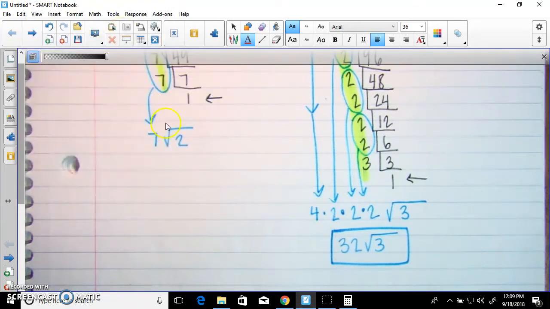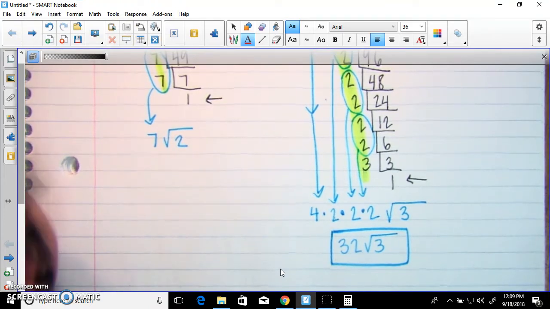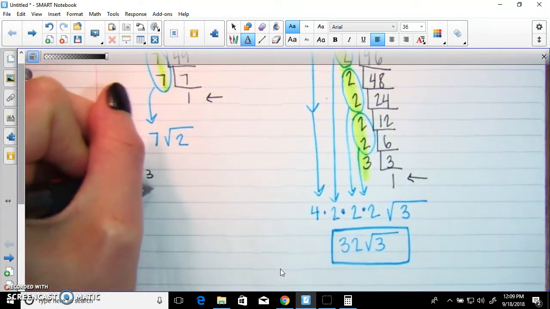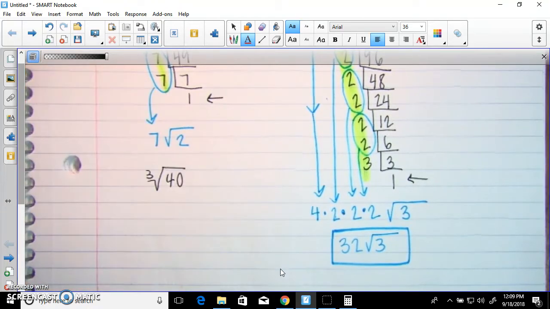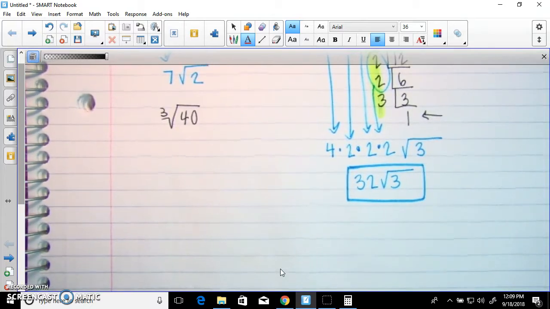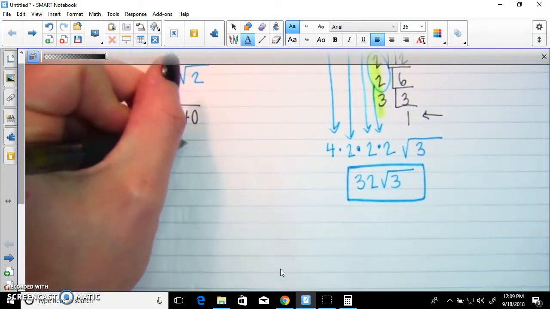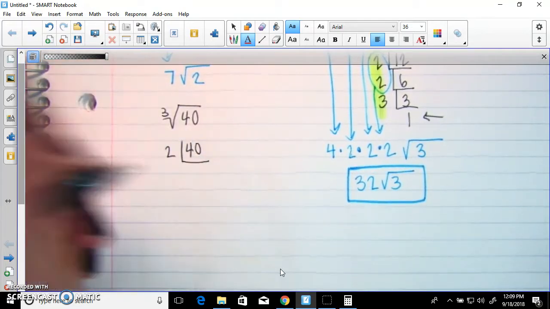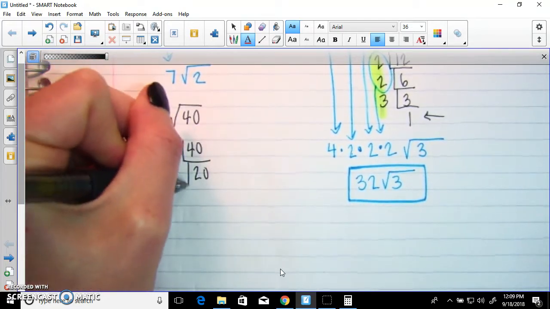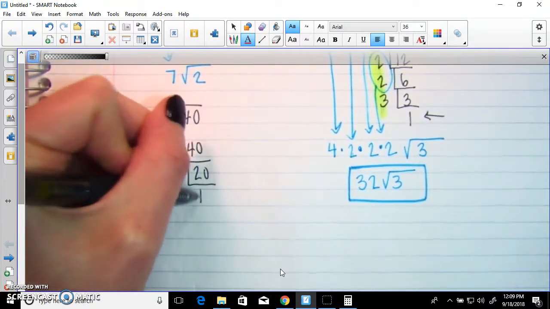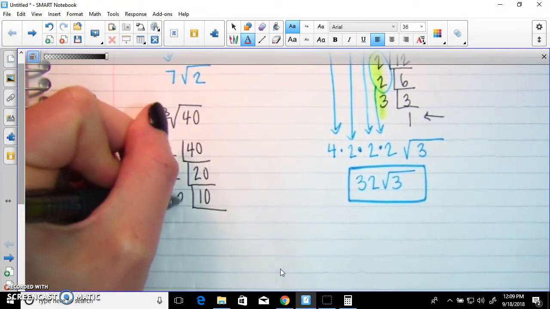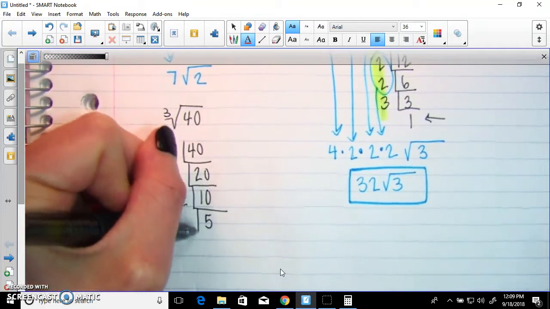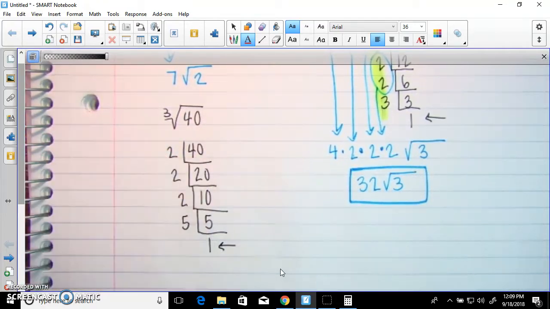We haven't seen cube roots for a while, so let's see an example of a cube root. Okay. So in this case, let's do the cube root of 40. Okay. So this process is going to be very similar, but now we're looking for groups of 3 prime factors. So we have our upside down division. 40 is divisible by 2, and we get 20. That's also divisible by 2, and we get 10. Divide that by 2, we get 5. And then 5 divided by 5 is 1, and we want to end with a 1.